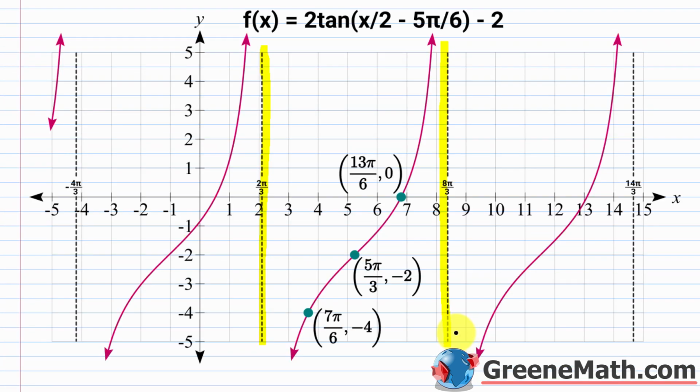Again, if you check this on the graph, here's 7 pi over 6 comma -4. Here's 5 pi over 3 comma -2. And then here's 13 pi over 6 comma 0. So you can see that matches up exactly with what we have on the graph. Again, if you want to get a little bit more practice, you can click the link I gave you for Desmos. You can get points over here or over here. I'll let you do those on your own.